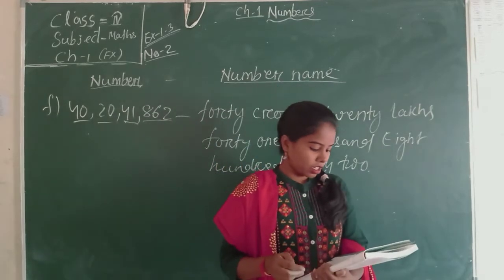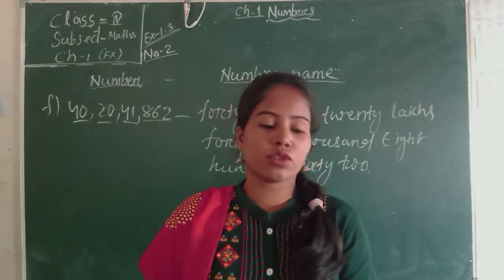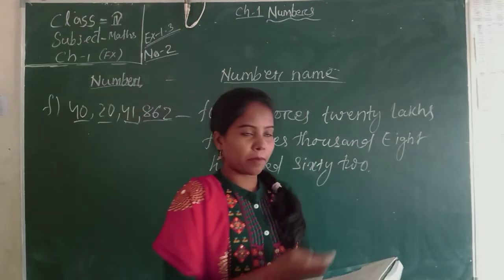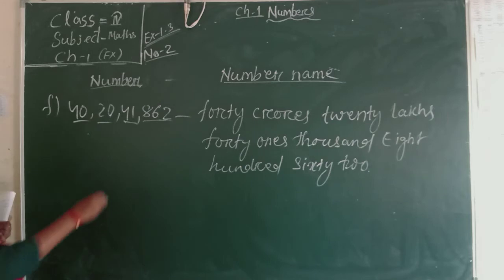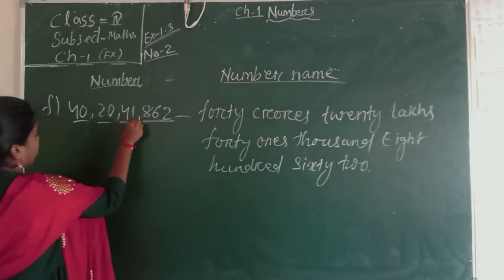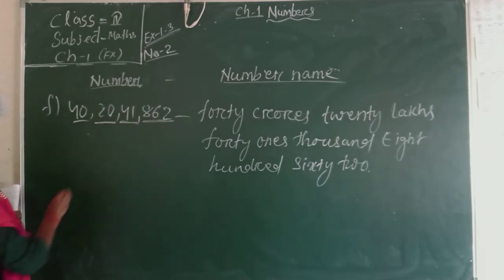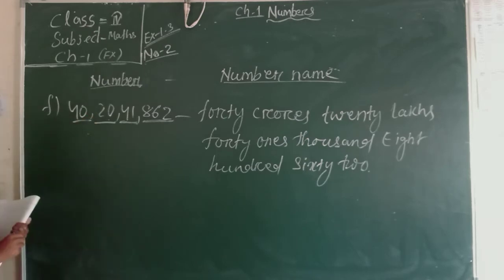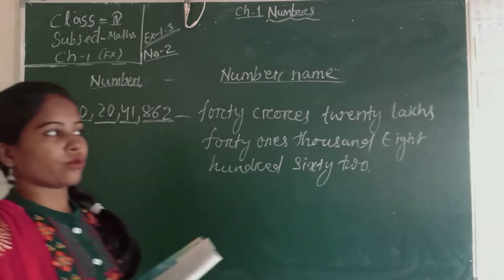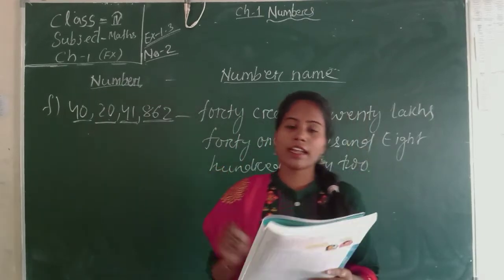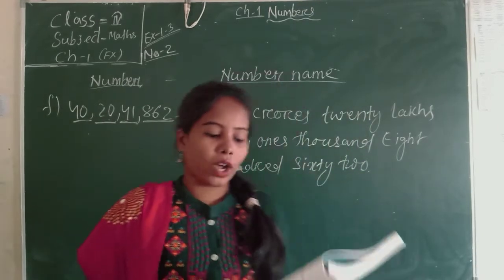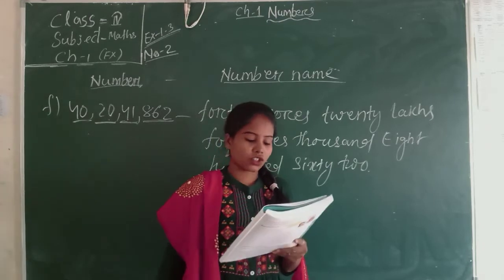There are many numbers given. So you do all the numbers this way. First you look for the ones period, next thousand periods, next lakh periods, next crore periods. In this way, by their periods, you have to write the number. Next come to number 3.